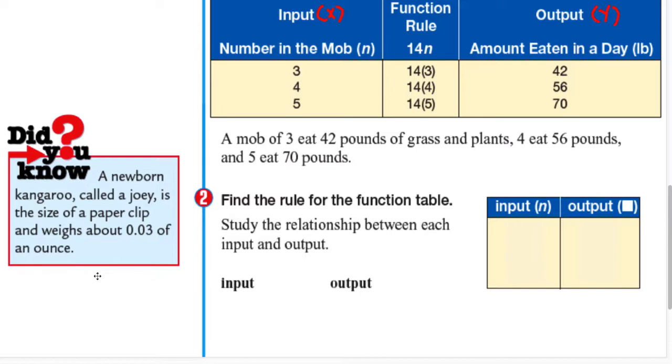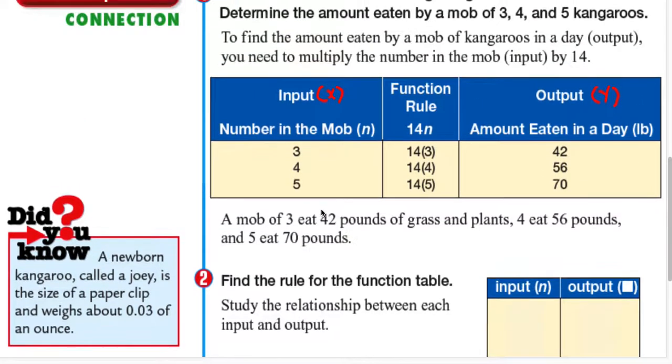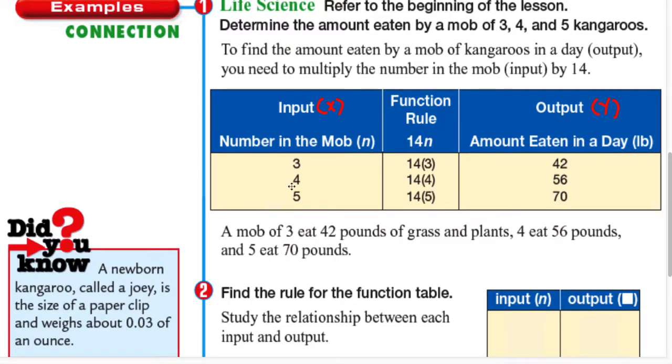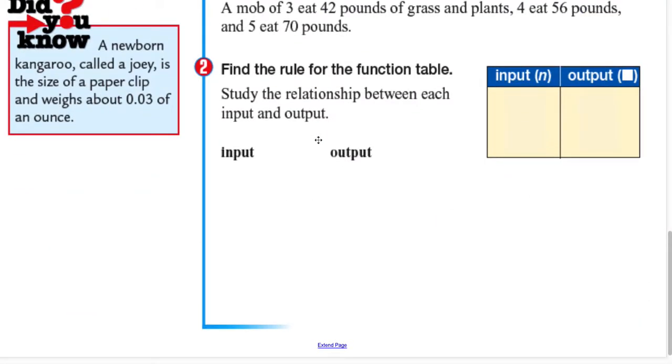Okay. So in example 1, we basically know what the input is, and we know what the function rule is, and we just need to find out the output. In example 2, we need to find the function rule. So find the rule for the function table, and let's study the relationship between input and output. These are our inputs, -2, 0, 1, 3, and these are our outputs, 2, 4, 5, and 7.